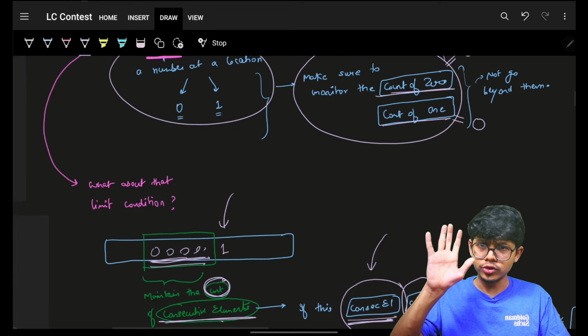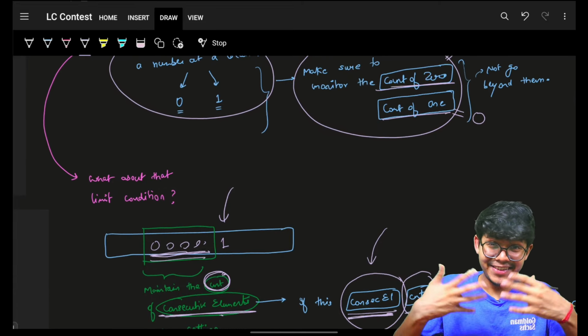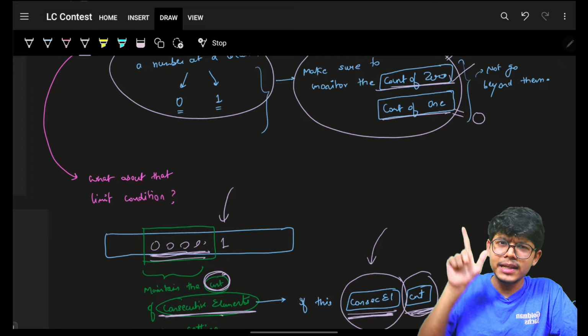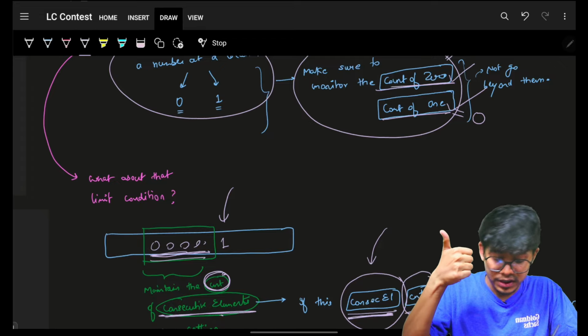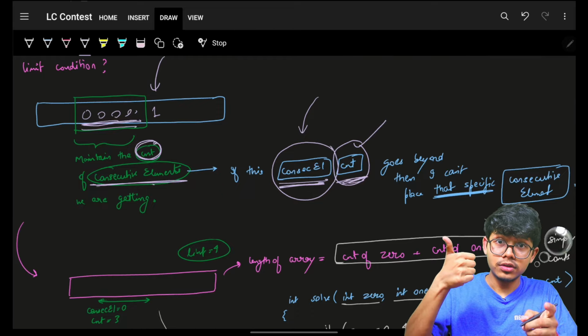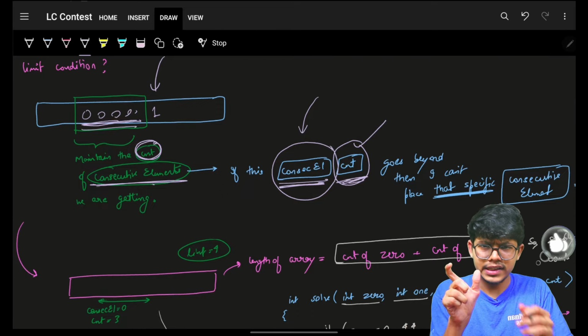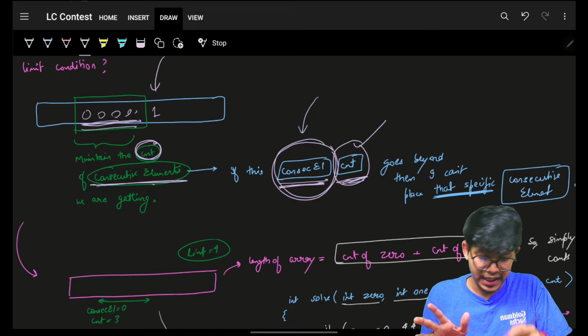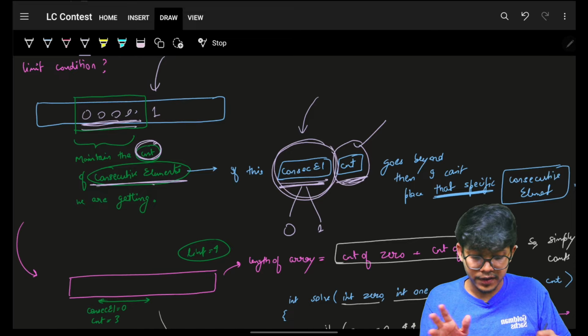So I realized, okay, my states are increasing like anything. I have to take a 0 count, which means I can take the input 0. I have to take a 1 count. I have to take the count, which is the limit, just to make sure this will be in the limit bounds. I have to take what is the consecutive element which I have been occurring. And I know the consecutive element can be a 0 or a 1.